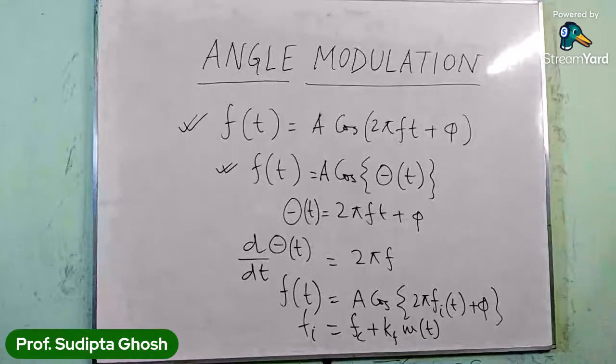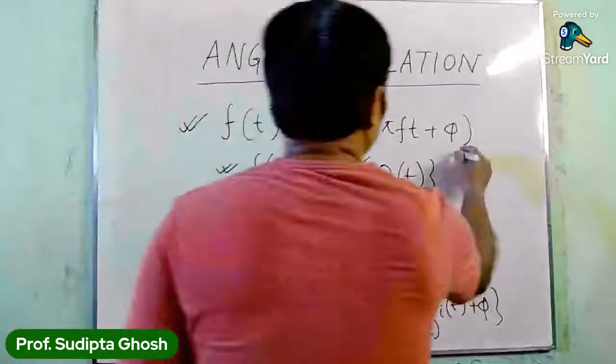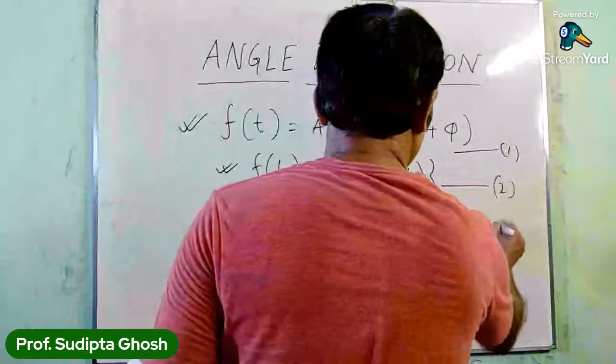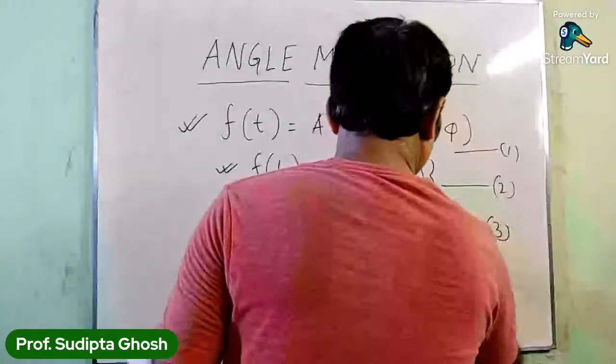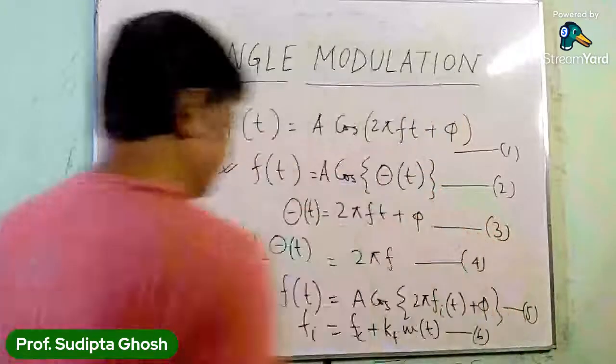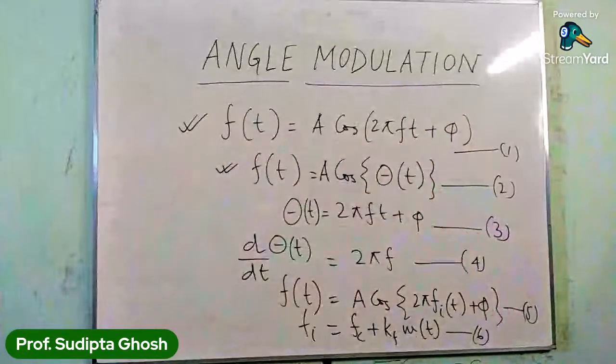Now, the instantaneous phase of the modulated wave at any instant can be obtained by substitution. Let the equations be numbered. Let it be equation one, equation two, equation three, number four, number five, and then equation six.